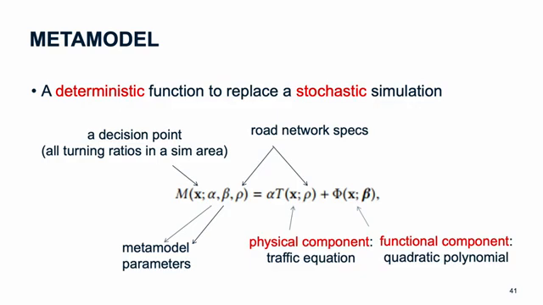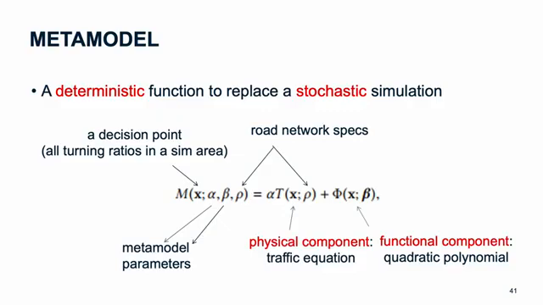And this is the equation that we use, as you can see here. We have essentially a set of decision variables that we need to determine that will consider all the turning ratios in the simulation area. In this meta model, we also have the road network specs as highlighted here. And we also have parameters that we can iterate and improve in this meta model that will capture the traffic flow.